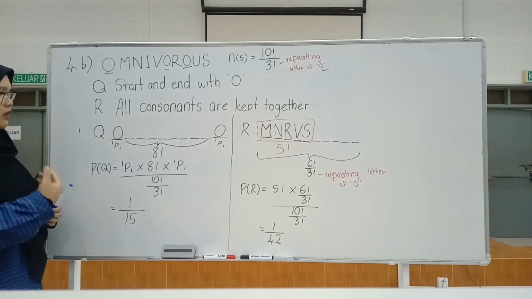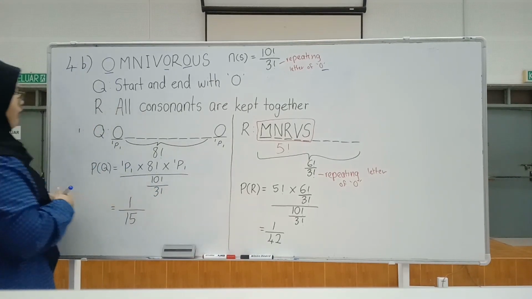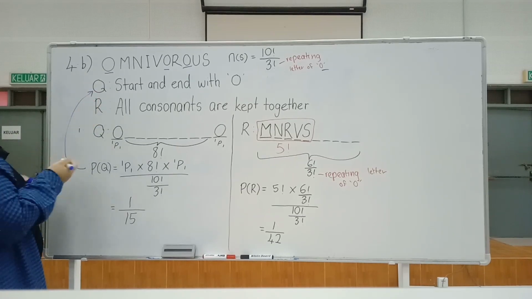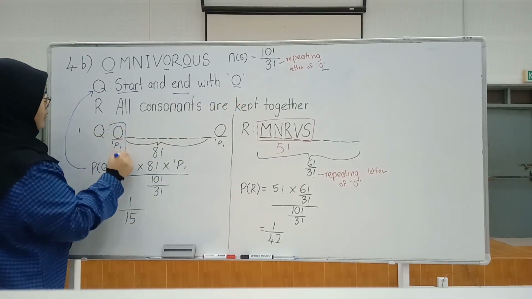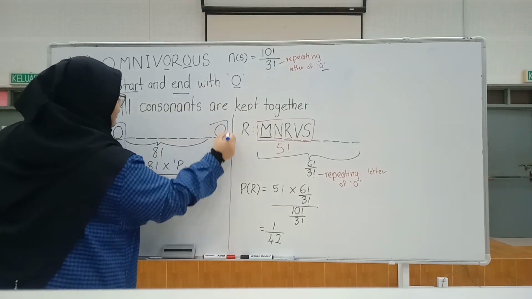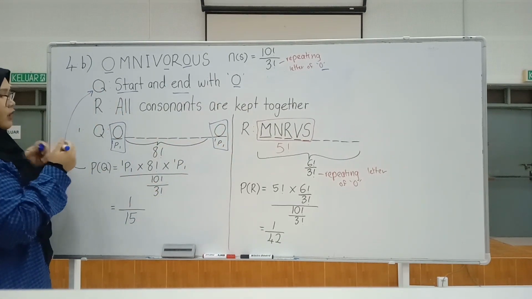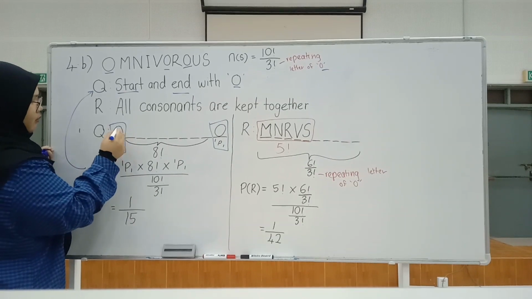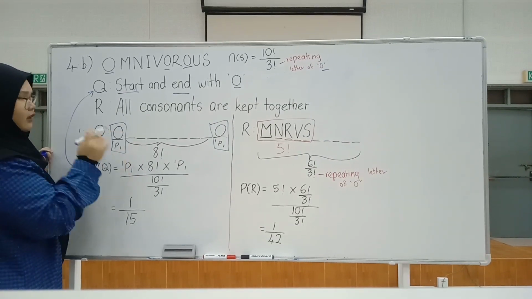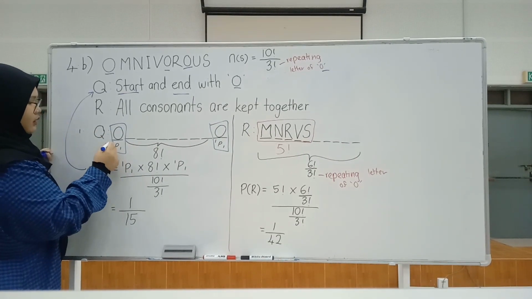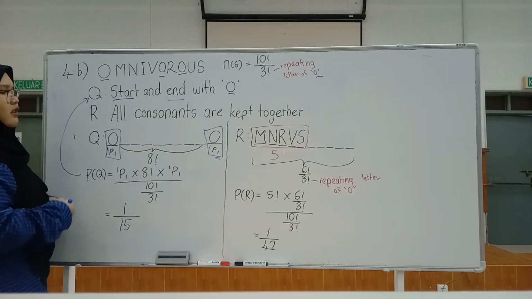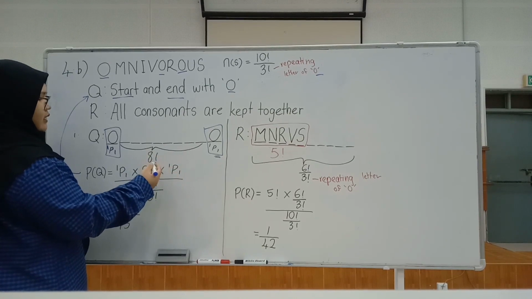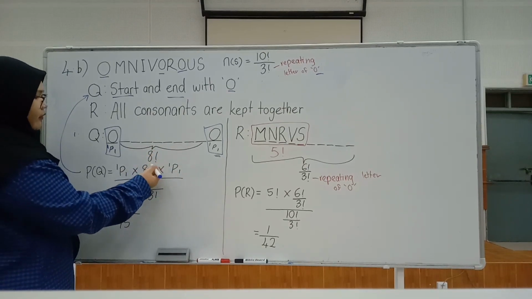Question number 1 will ask us to find P(Q) and P(R). So we know that P(Q) came from the event of Q, that start and end with O. Which means the first letter must be O, and at the end of the word must be O. So to find P(Q), we know that this space only needs 1 O in one place. That's why we put this as 1P1. This is also similar at the end. So the remaining letters of this word, we can conclude it as 8 factorial.